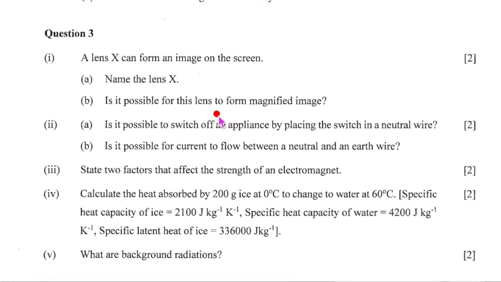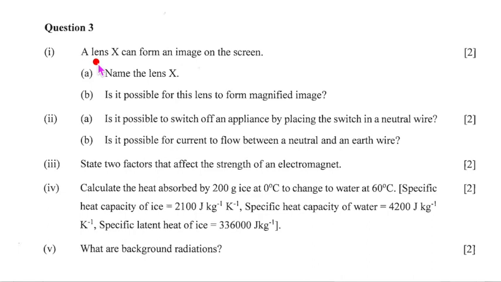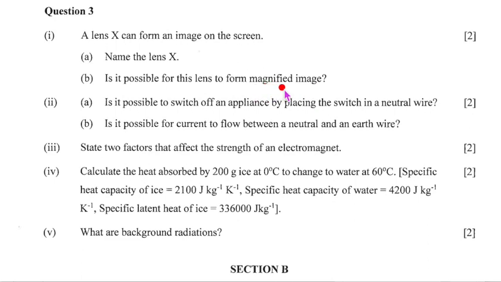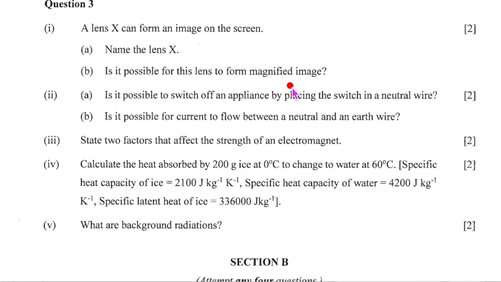Question number 3 is the last question that we have to quickly look at before our reading time finishes. So let's look at it fast. A lens X can form image on the screen, means it's a real image. Real image means it is going to be convex lens. Is it possible for it to form magnified image? Of course, yes. You know the different positions of the object and images.